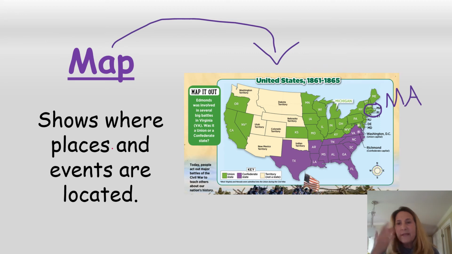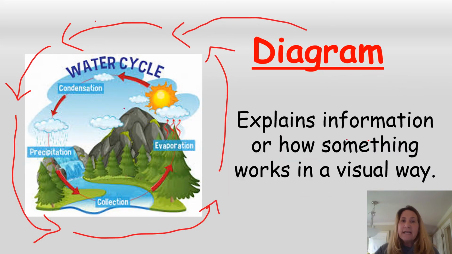A map. We love maps. Maps show where places and events are located. And up here, this is Massachusetts. This is the United States of America. Massachusetts is up here in the Northeast. A diagram explains information or how something works in a visual way. This is a diagram of the water cycle.